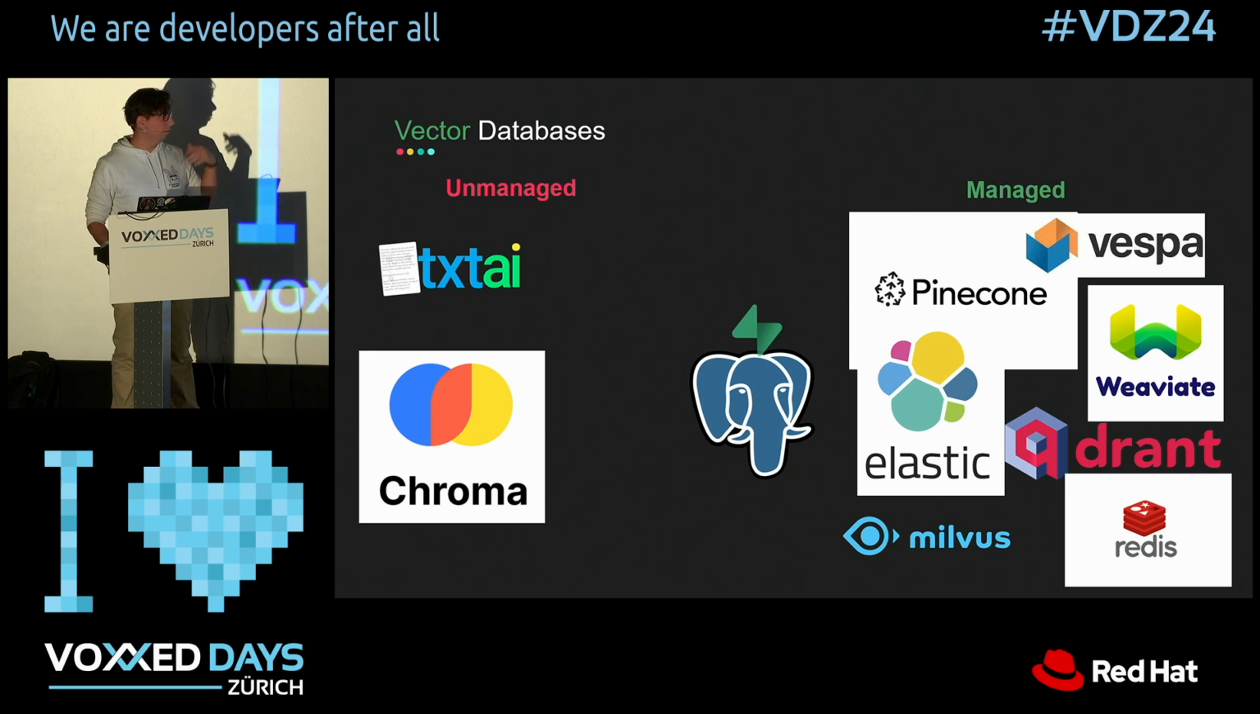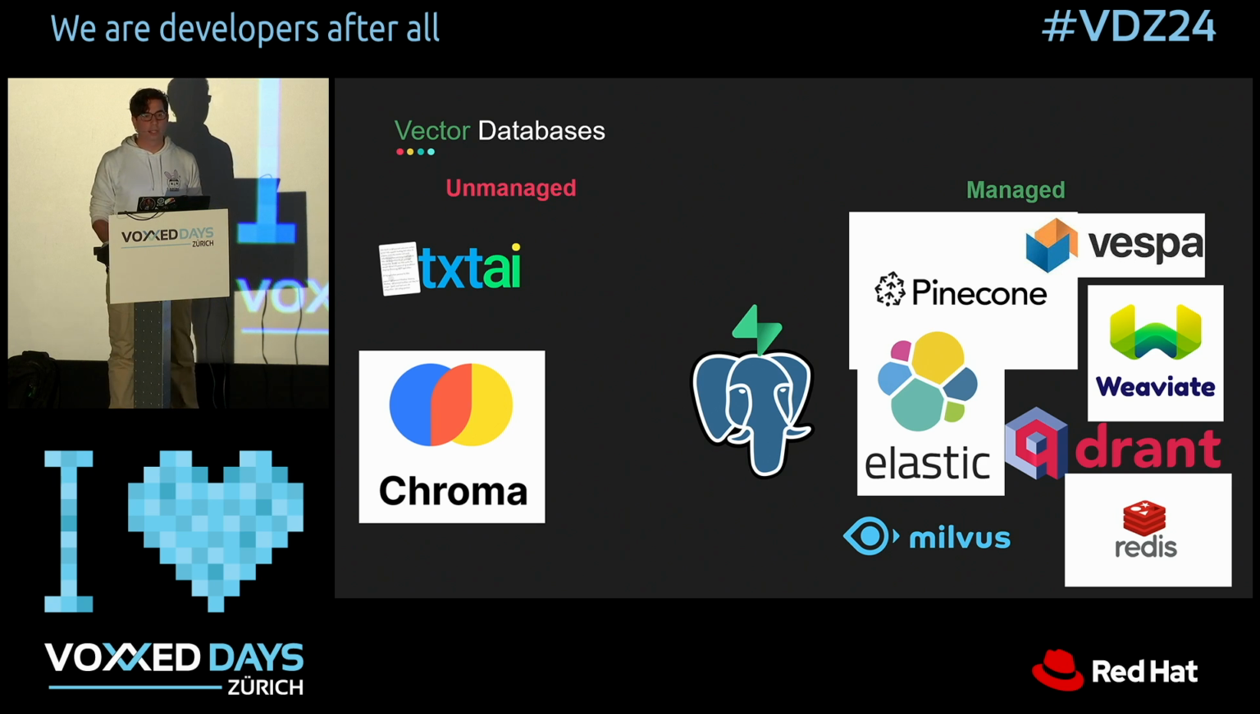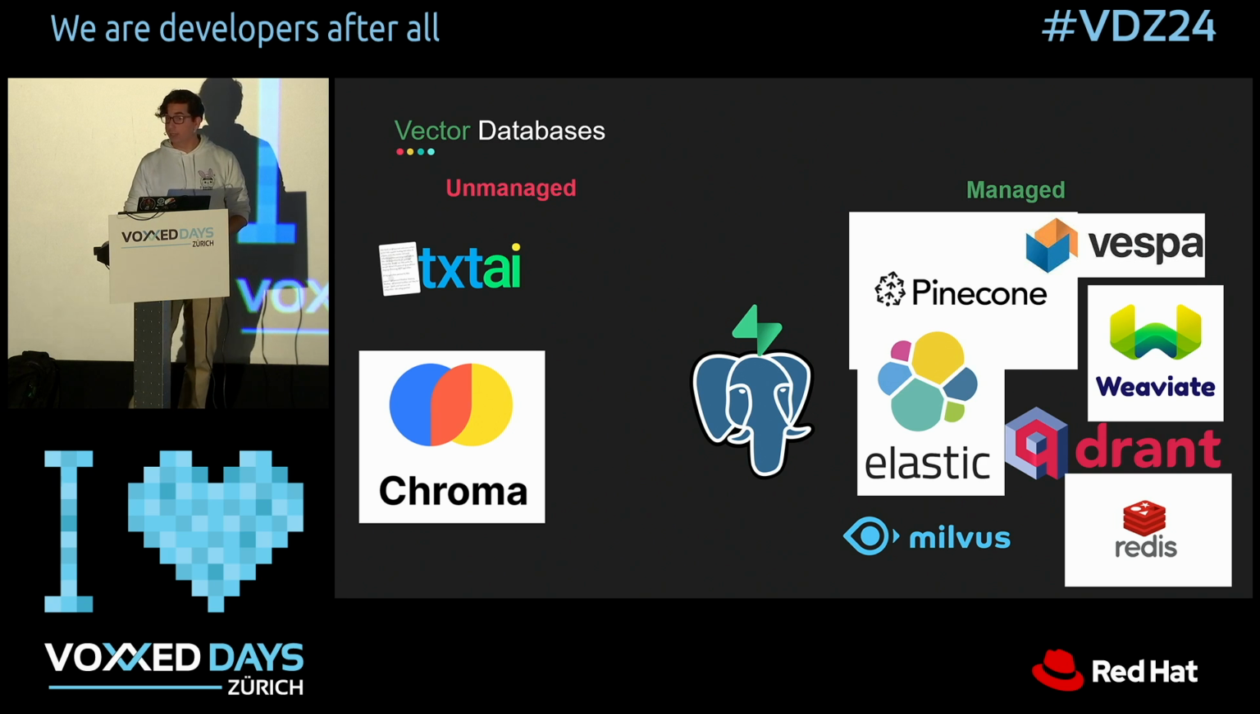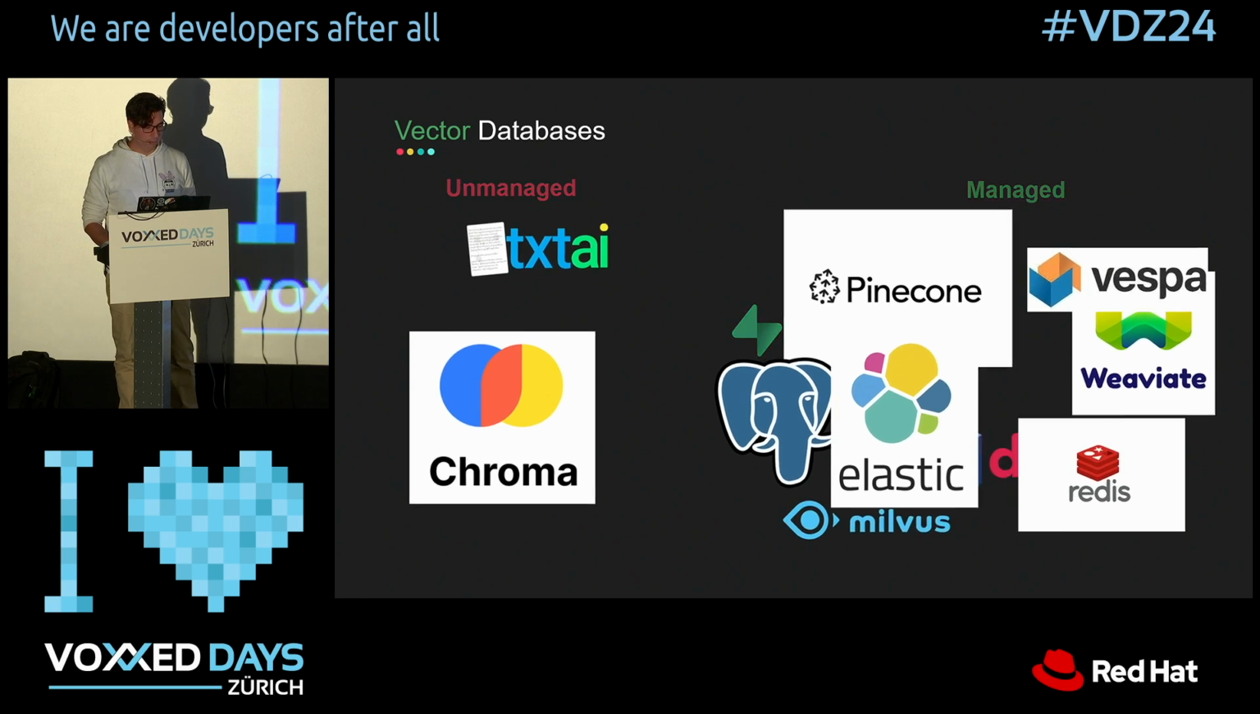Then, of course, some of them, well, all of them want to earn money somehow. So a lot of them have managed services where you can just, with a couple of clicks, have your vector databases going. It is quite expensive at the moment. I'm talking from experience. And for PG Vector, Supabase has one as a managed service.